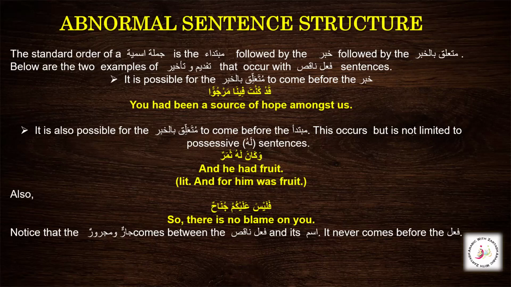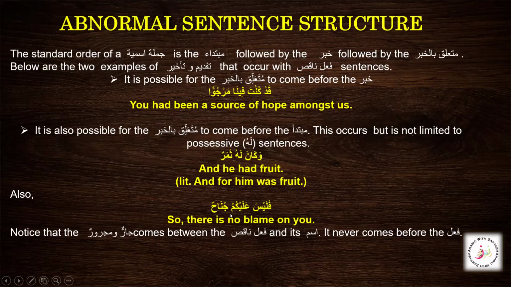So now we learn about the mutalib khabar that comes before the actual khabar, and then we have the mutalib khabar that comes before the mubtada, and in this case this prepositional phrase comes before the ism, as we have seen here, wa kana lahu samarun. And then we have the example falaysa alaykum junahun, so there is no blame upon you.